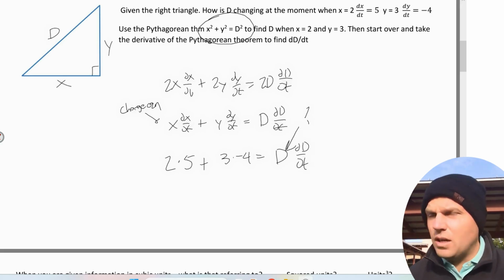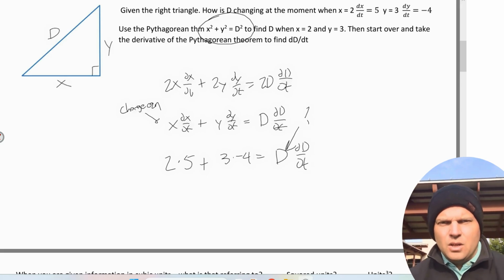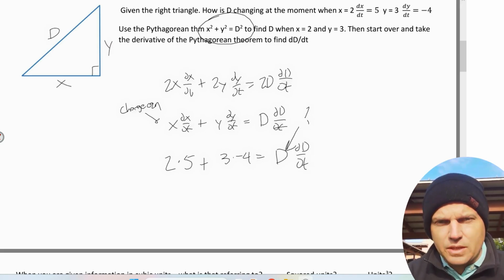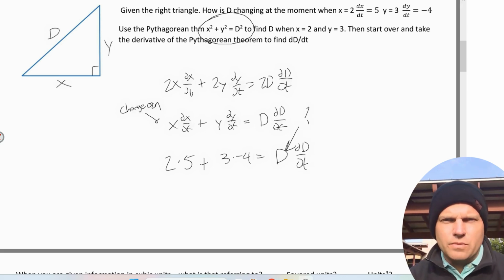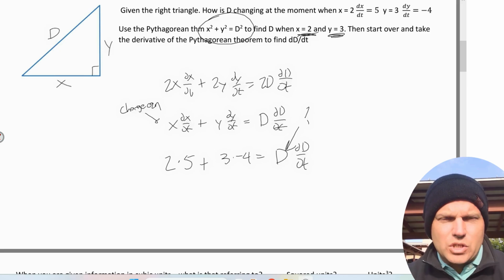This will happen a lot. The key is, you'll get your change equation. Sometimes you'll have to find a piece of information that is missing using the original equation. So at the moment in time, when x is 2 and y is 3, we could find d.